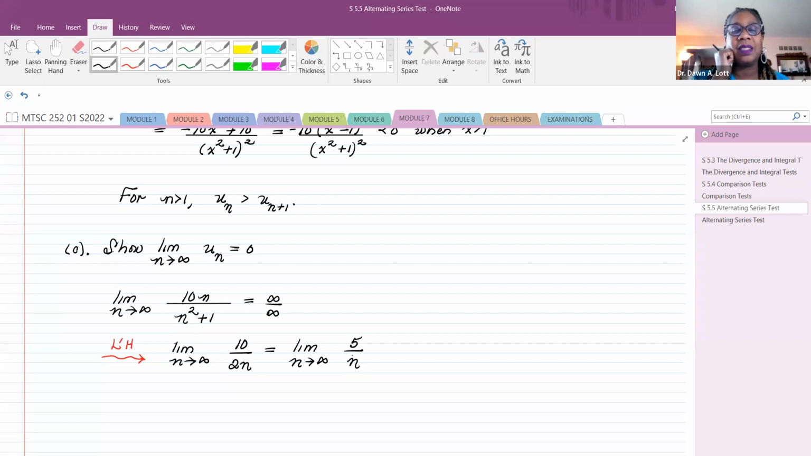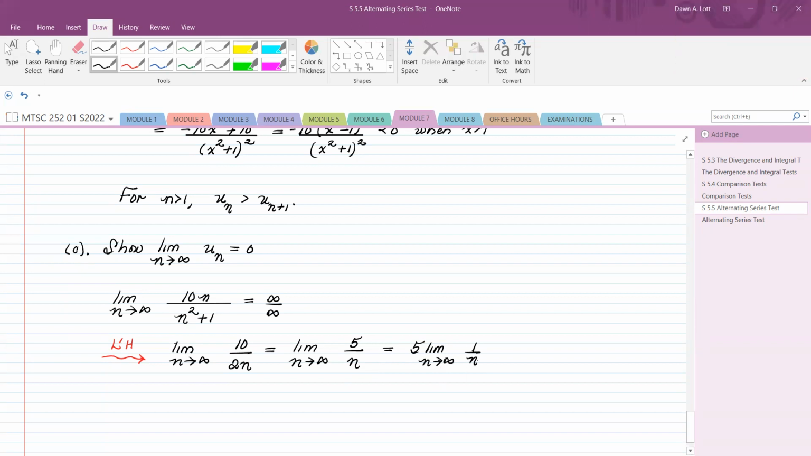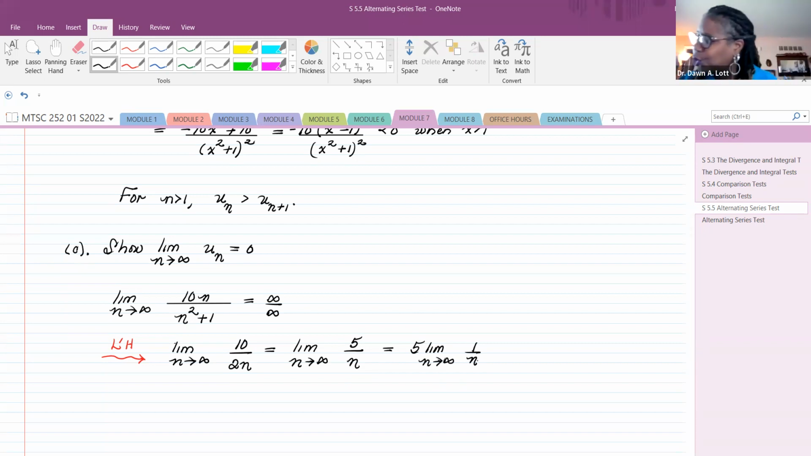Anytime there's an n in the denominator, how about I write it like this? I think you might get it. 5 times the limit as n approaches infinity of 1 over n. Does that help? Okay, so then it would be 5 times natural log of n. Oh, whoa, no, we're not integrating. We're just taking this limit.